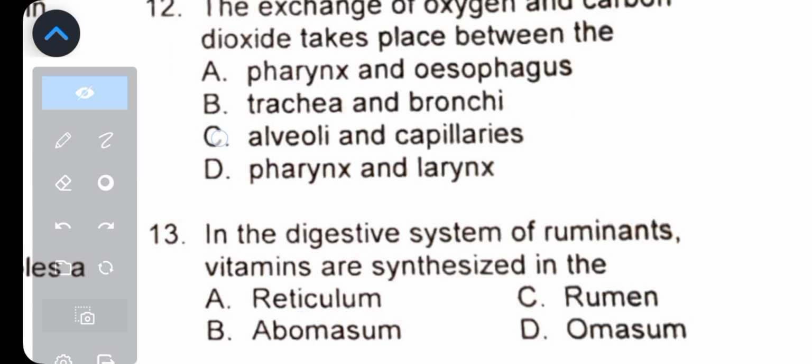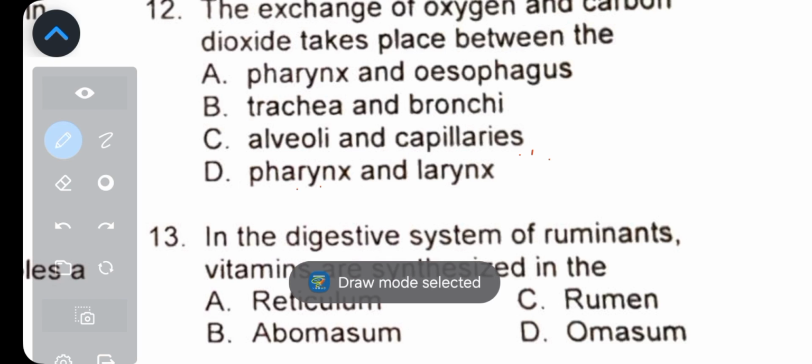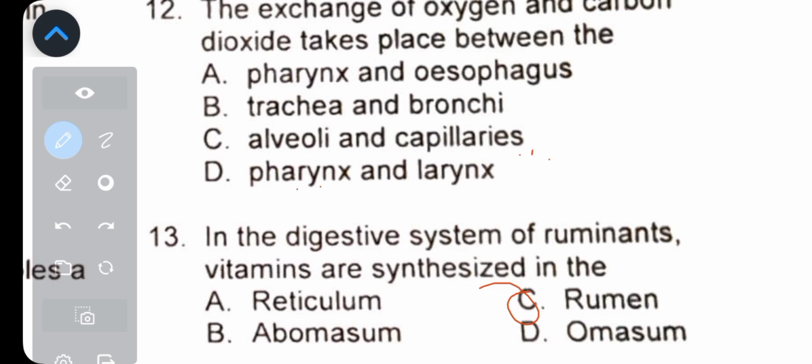In the digestive system of ruminants, vitamins are synthesized in the A, reticulum, B, abomasum, C, rumen, D, omasum. And the answer to this is C, the rumen.